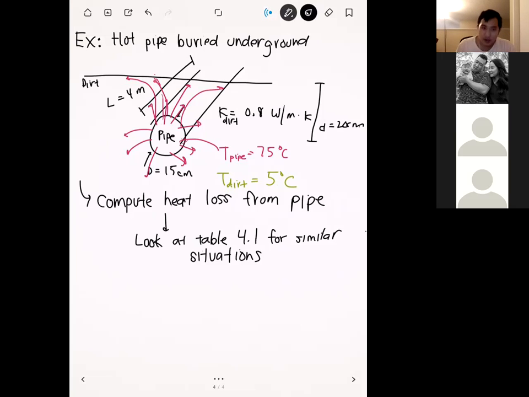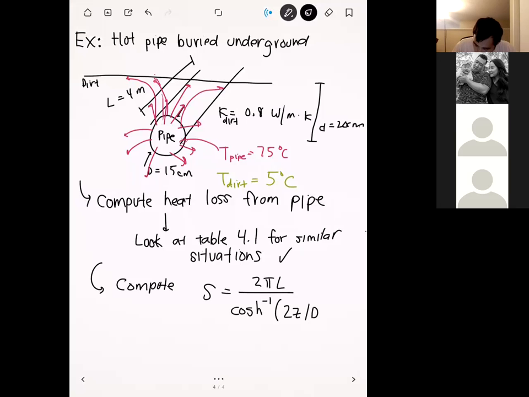So I'm not going to write out the whole name of this, but in other words, this situation here is in the table. And so from the table, you'll be able to compute the shape factor. From the notes, you'll see that the formula for the shape factor is 2 pi L divided by hyperbolic cosine inverse of 2z divided by d.